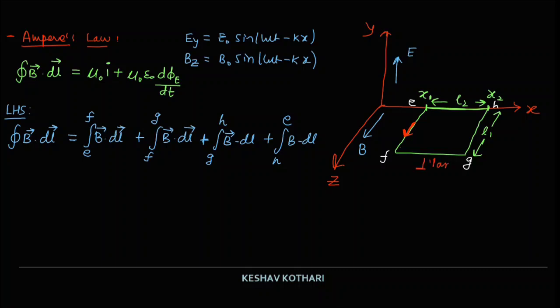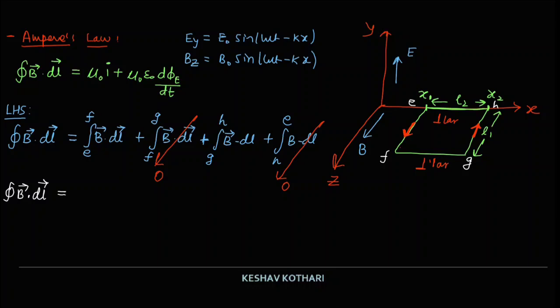In case of GH, the magnetic field and length segment are opposite in direction to each other, so the value will be negative. And in case of HE, they are perpendicular to each other, so the dot product value will be 0. So for FG the value is reduced to 0, as they are perpendicular to each other, and for HE the value is also reduced to 0, again because they are perpendicular.